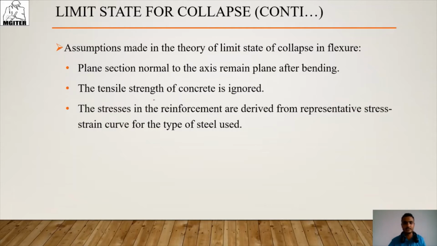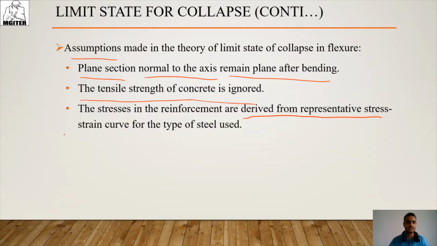While we design a structure by the limit state of collapse, we have some assumptions. Assumptions like: plane sections normal to the axis remain plane after bending. The tensile strength of concrete is ignored. Then the stresses in the reinforcement are derived from the respective stress-strain curve for the type of steel used. It means in this method we follow the actual stress-strain curve of the steel.